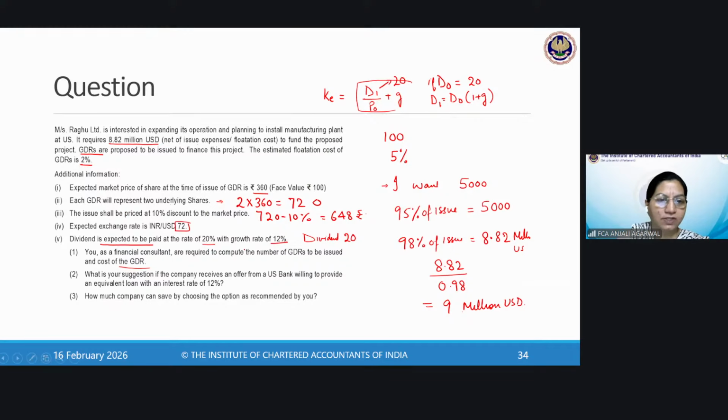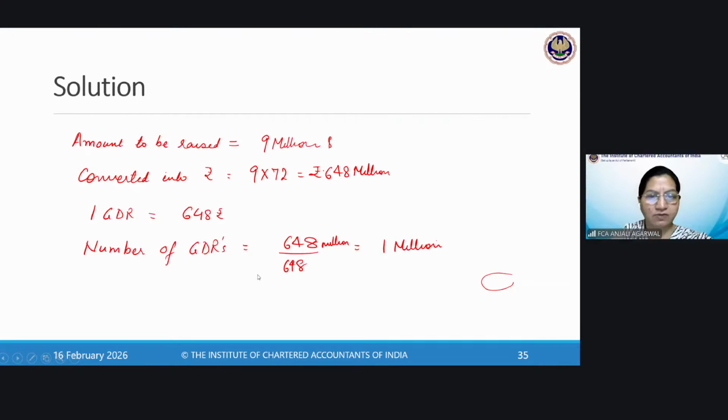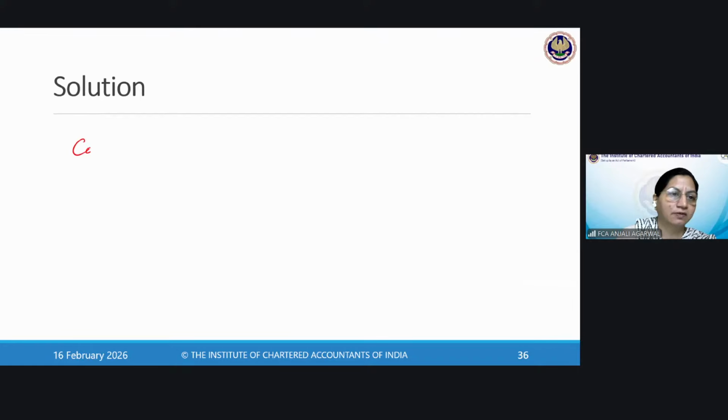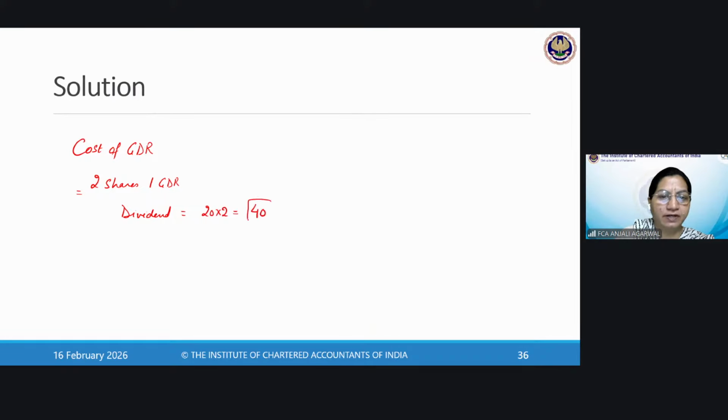What is the cost of the GDR? What is your suggestion if the company receives an offer from a US bank willing to provide an equivalent loan with an interest rate of 12%? So we are first going to compare the cost of GDR. There are two shares underlying one GDR. So dividend will be 20 per share. 20 into 2 will be 40, the dividend for 1 GDR. So D1 is equal to 40.